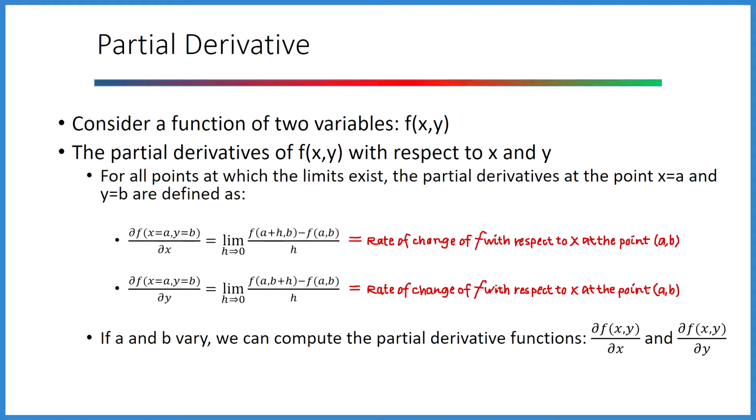The partial derivative of f with respect to x at the point a comma b could also be stated as the rate of change of f with respect to x at the point a comma b. Similarly, the partial derivative of f with respect to y at the point x equals a and y equals b is equal to the limit as h approaches 0 of f of a comma b plus h minus f of a comma b, all divided by h, and is the rate of change of f with respect to y at the point a comma b. If we allow a and b to vary, we can also compute the partial derivative functions df dx and df dy, which will vary across the range of x's and y's over which the function is defined.